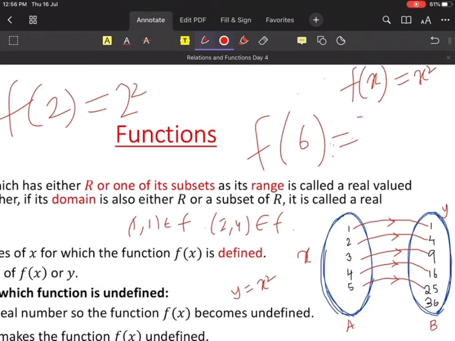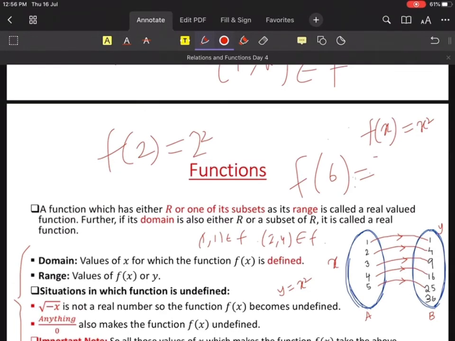Defined means what? For 1, the function is defined. How? For 1, there is a value that is 1. For 2, there is a value that is 4. For 3, there is a value that is 9. For 5, the value is 25. But there is no 6. So for 6, the function is undefined, right? Yes or no? Am I clear?